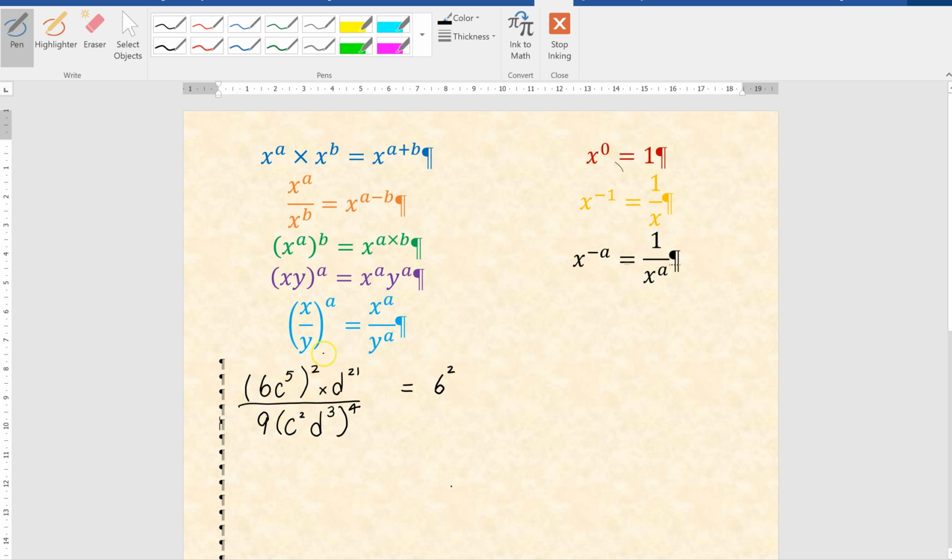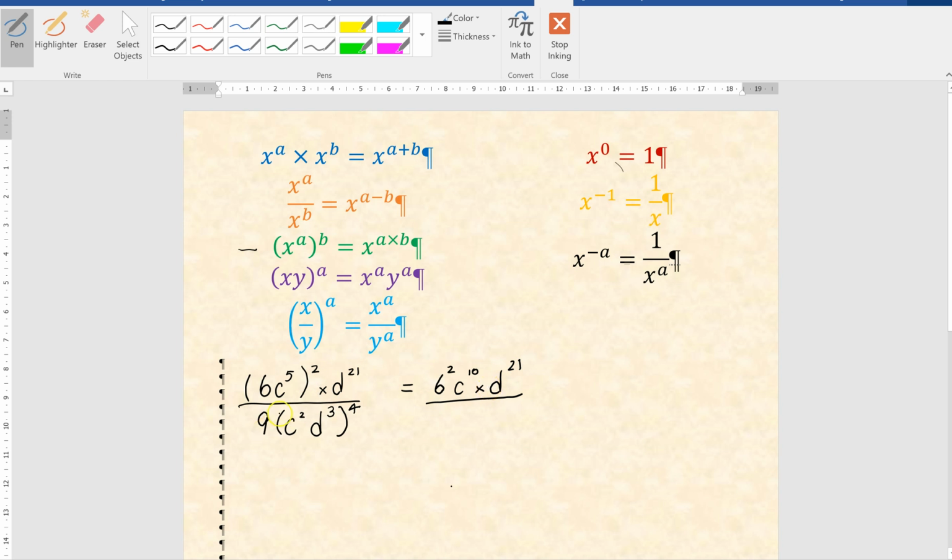Now, follow this rule here, power to a power. So I'm going to say 5 times 2. So that becomes c to the 10. Now I'll just keep writing what else is there because I haven't dealt with this. So it still stays there.